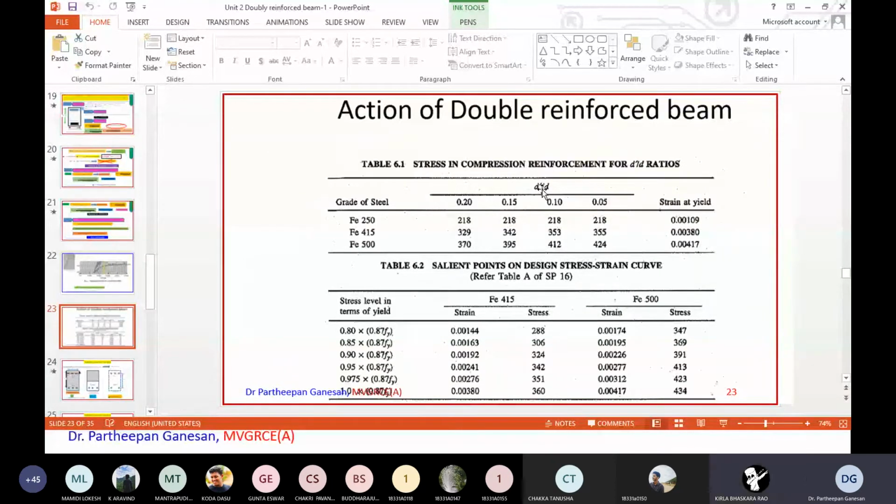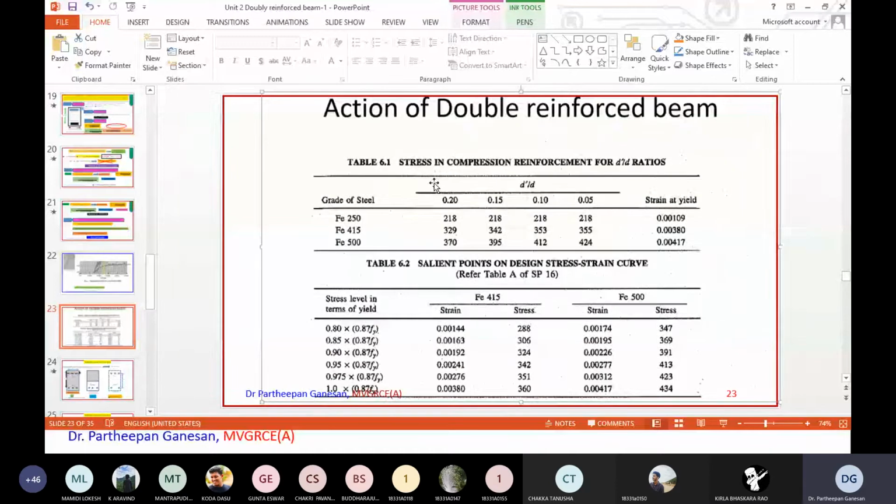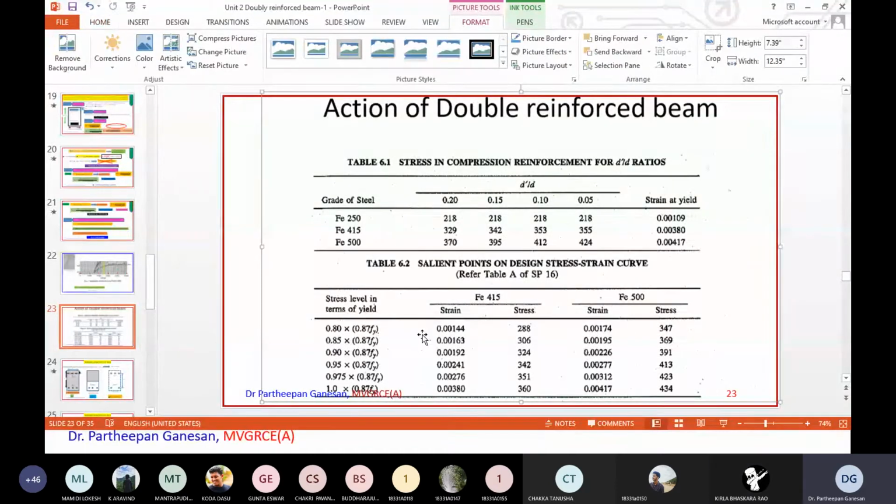See, remember, you cannot use this one. This D dash by D you cannot use. Although some books say you can use D dash by D, code SP16 says for analysis purposes you should not use this. This is used only for design, but you can take from here. Is that understood, Bhaskar? Your SP16 very clearly says this value is only for the design of a doubly reinforced beam, not for analysis of a doubly reinforced beam. So many people in many books have taken D dash by D and then calculated the FS value. It may come approximately the same.